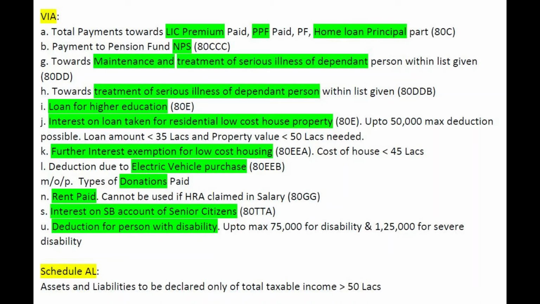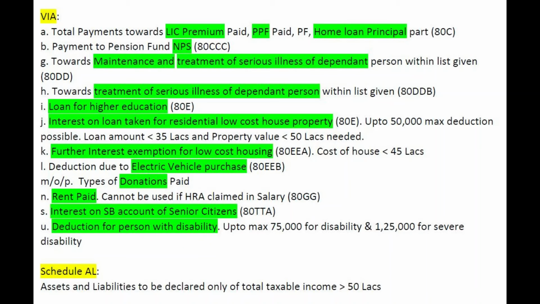expenses towards maintenance and treatments of serious illnesses of dependent persons can be entered. This is under section 80DD. In H, expenses towards treatment of serious illness of dependent persons can be entered. This is section 80DDB. I is for loan on higher education under section 80E.